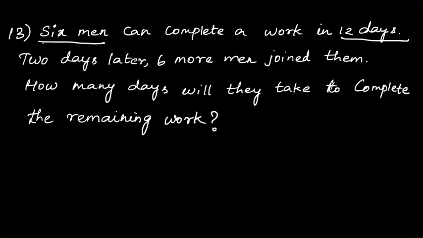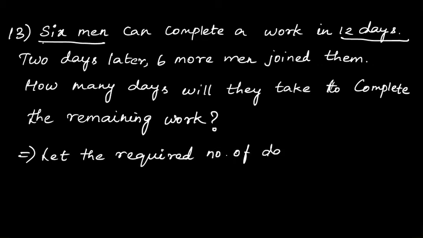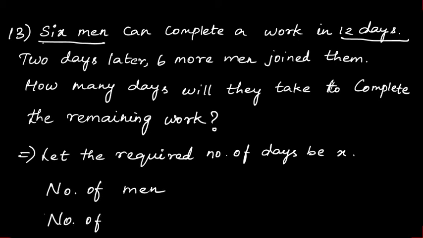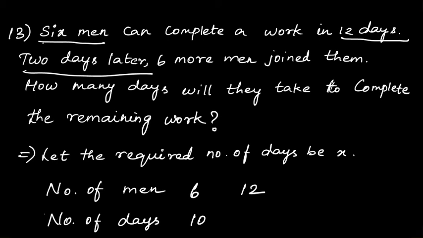How many days will they take to complete the remaining work? So let us assume the required number of days to be x. So for the tabular column, we'll write number of men and then number of days. So the number of men is 6, and for the number of days, they are saying it's 2 days later. So you need to subtract 12 minus 2. So you'll get 10 here. Then 6 more men have joined them. So 6 plus 6, you'll get 12 here. And here you need to find the number of days.